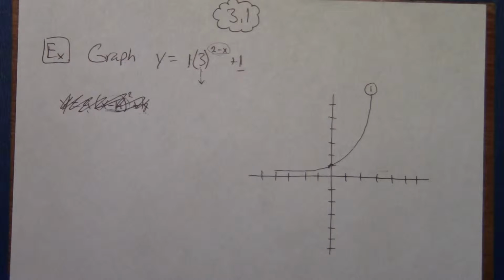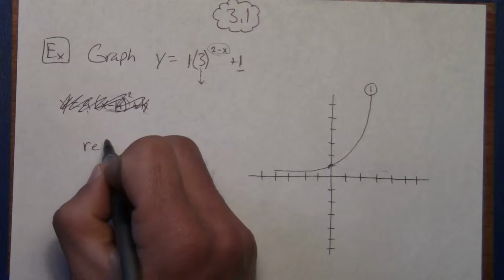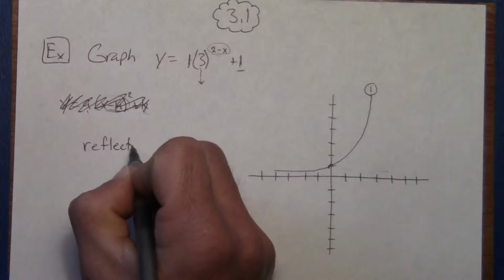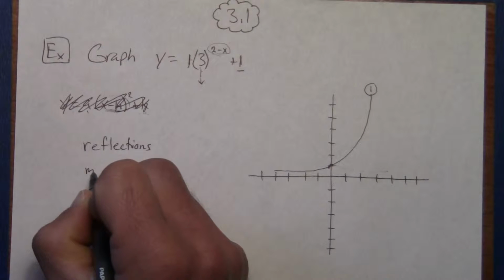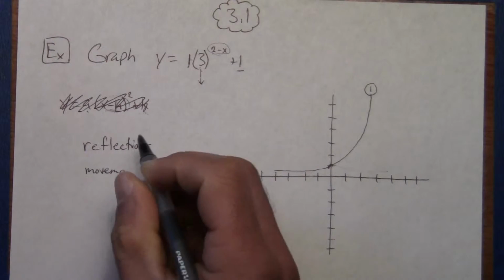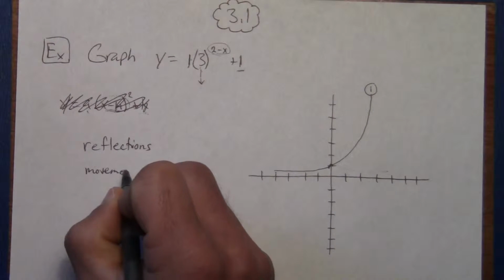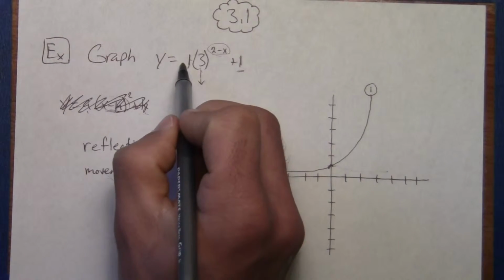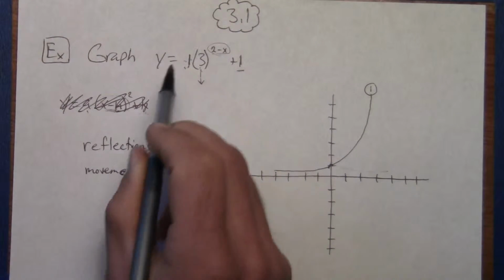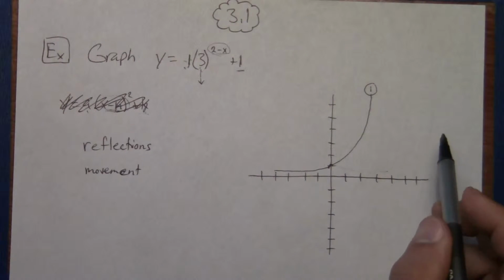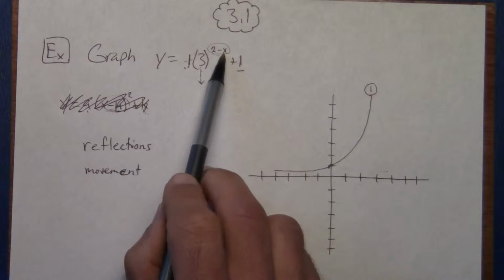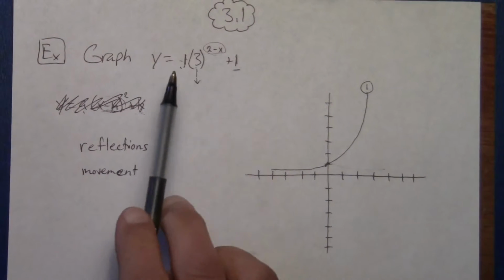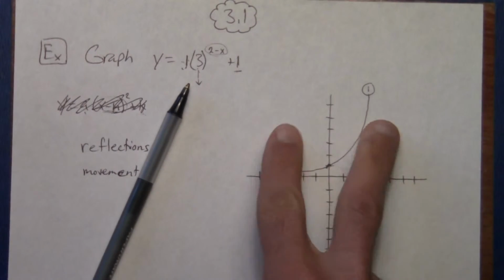Now, when it comes to graphing the rest of it, I have to look for any possible reflections and then movement. Make sure that when you're looking for these things, you always do reflections first, then movement. If you do it the other way around, you unfortunately are going to be wrong. So reflections, that means, is the function negative in front? Do I see a negative in front here? I don't. That means it's not going to reflect over the x-axis. Do I see a negative on the actual x variable? Yes, I do. That means it's going to reflect over the y-axis.